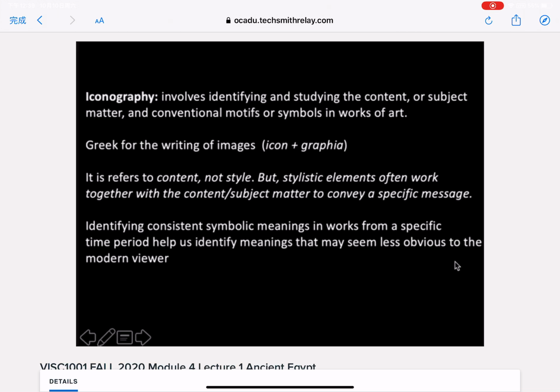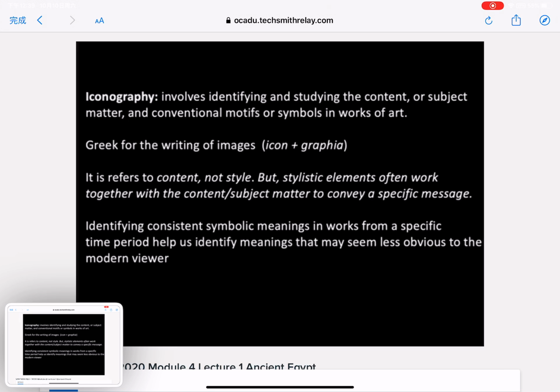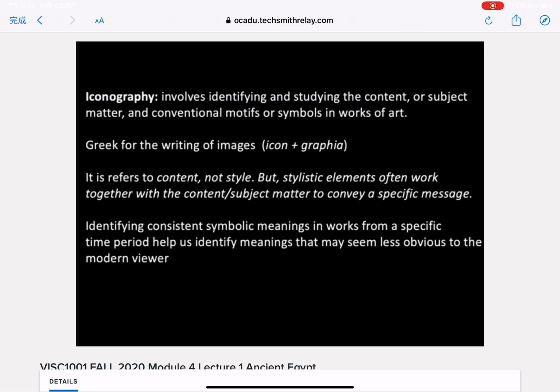Now, before I continue with the rest of the lecture, I'm going to introduce a new term, and this term is called iconography. Iconography involves identifying and, to a certain degree, studying the content or subject matter and the conventional symbols or motifs in works of art. The word iconography comes from the Greek. It combines the words icon and graphia. So literally it means image writing.